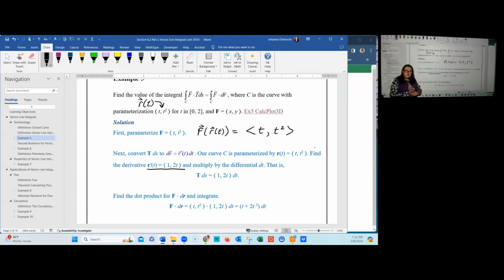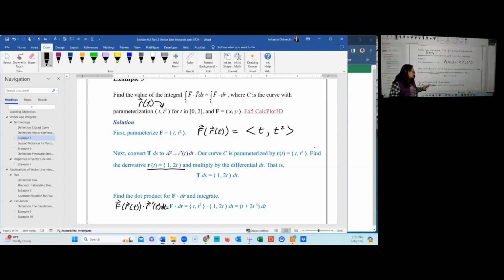When we attach the differential dt to it, we can replace the unit tangent vector times the arc length differential with ⟨1, 2t⟩ dt. The next thing we need to do is compute the dot product for F · dr, or F of r of t dotted with r prime of t dt. This is another way of representing the same thing. Once we have this, we'll be able to do the integral.